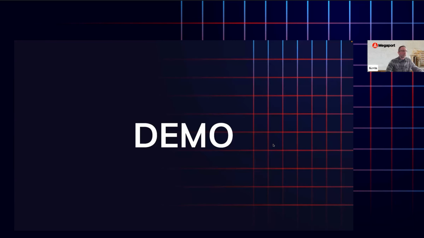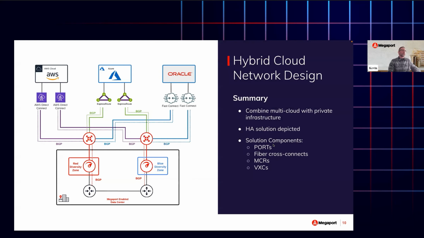Yeah, I've got this diagram here, and this is more of a high level architecture, but just wanted to point out, for customers that are really involved with multi-cloud, how they can build in this diversity. And this goes back to when I created the port, I had that option of creating a diverse pair. So what we call at Megaport is a red zone and a blue zone.